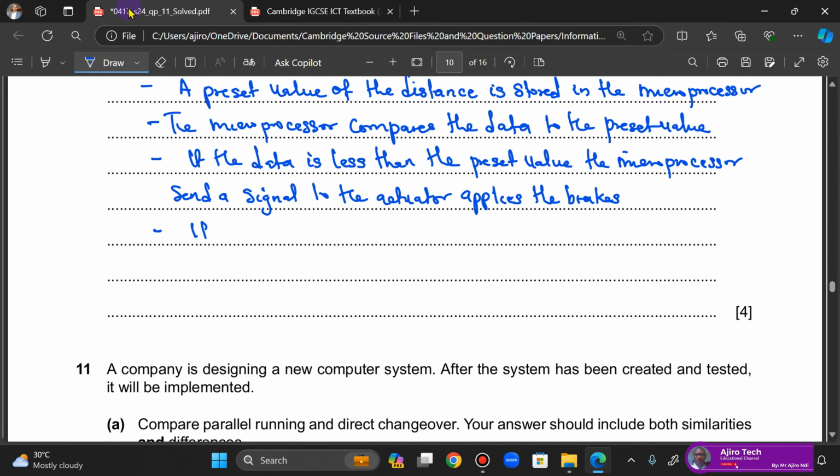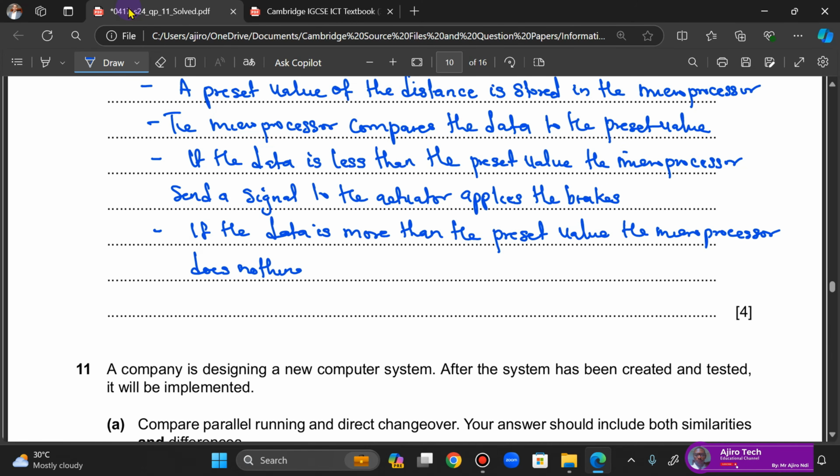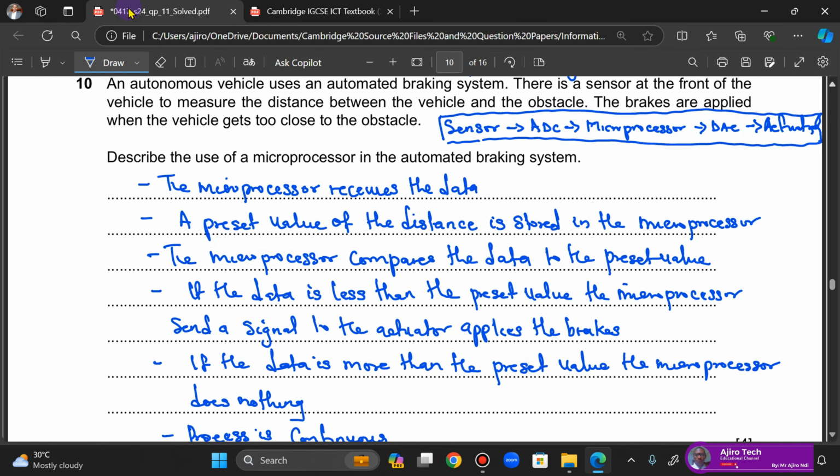If the data is more than the preset value, okay, the microprocessor does what? Nothing. And this process, please take note, is what? Continuous. Because the microprocessor is continuously scanning, comparing.